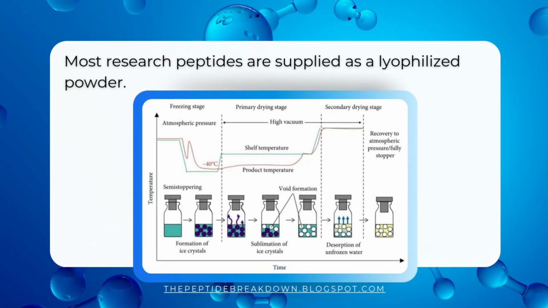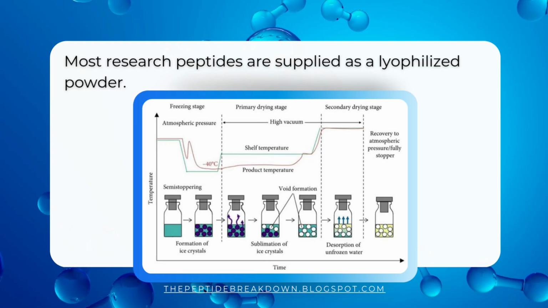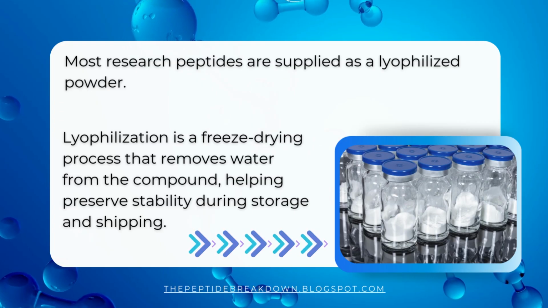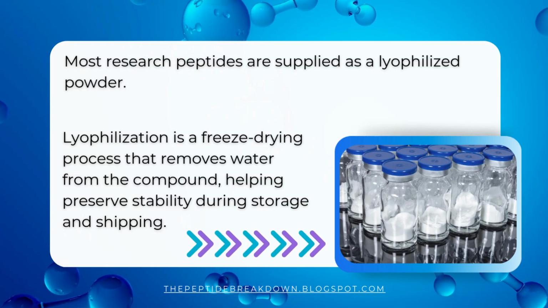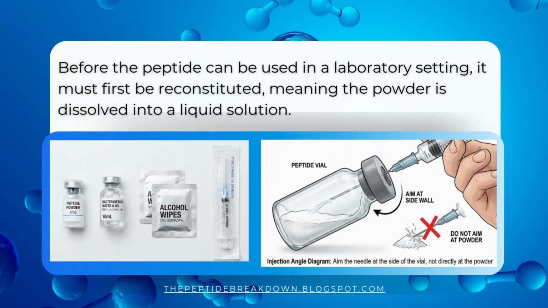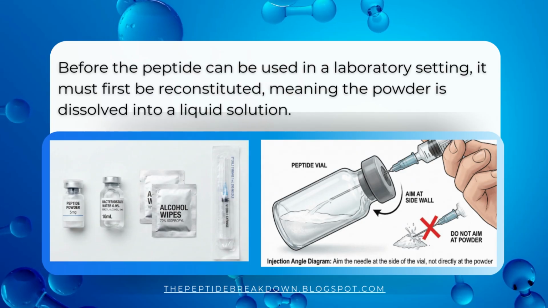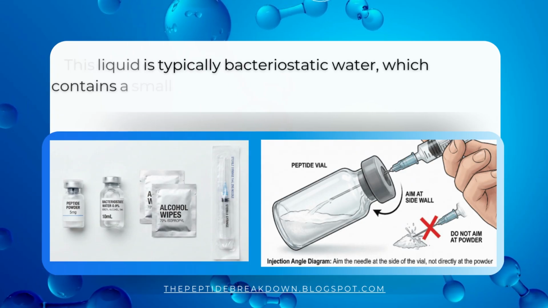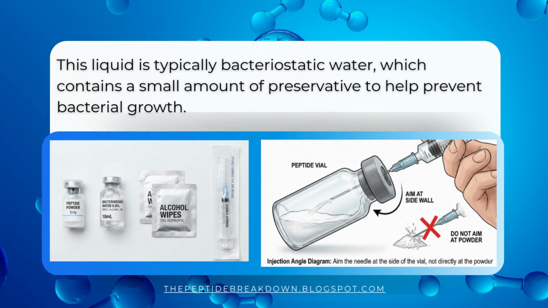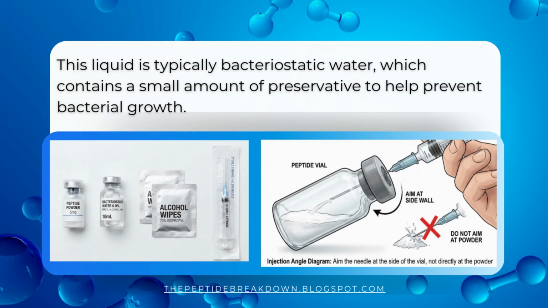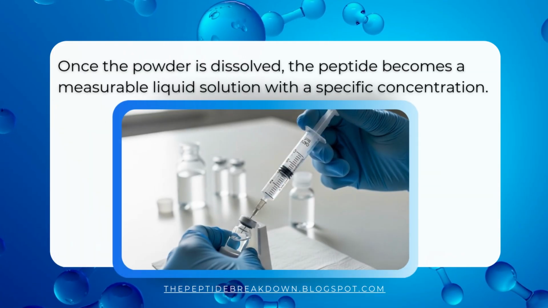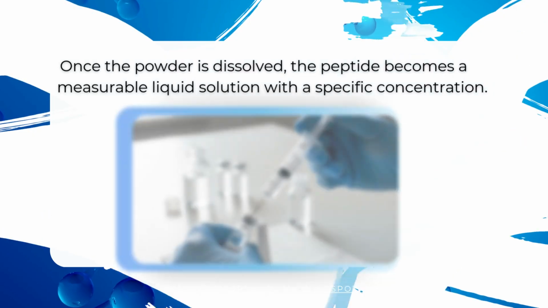Most research peptides are supplied as a lyophilized powder. Lyophilization is a freeze-drying process that removes water from the compound, helping preserve stability during storage and shipping. Before the peptide can be used in a laboratory setting, it must first be reconstituted, meaning the powder is dissolved into a liquid solution. This liquid is typically bacteriostatic water, which contains a small amount of preservative to help prevent bacterial growth. Once the powder is dissolved, the peptide becomes a measurable liquid solution with a specific concentration.